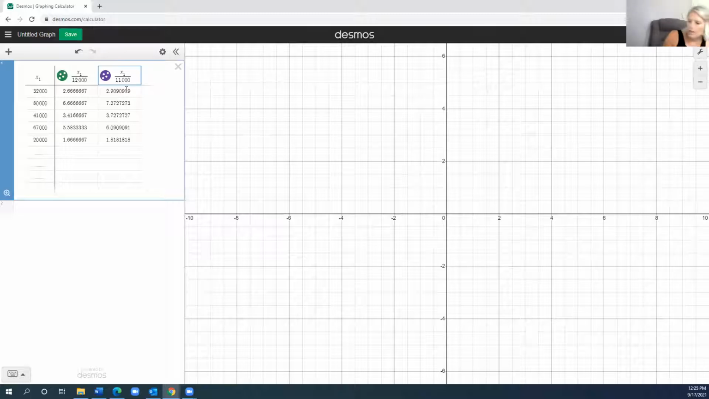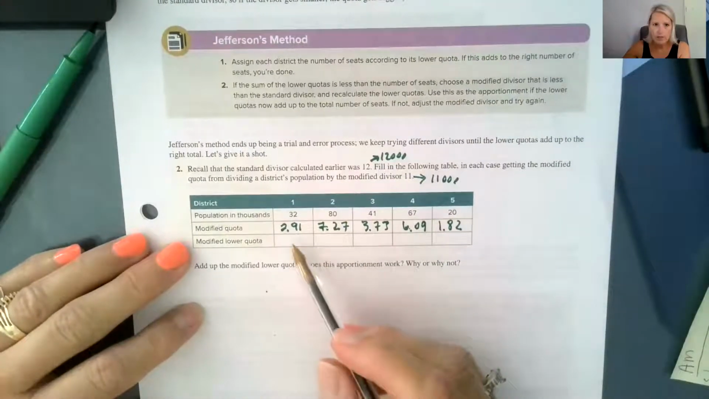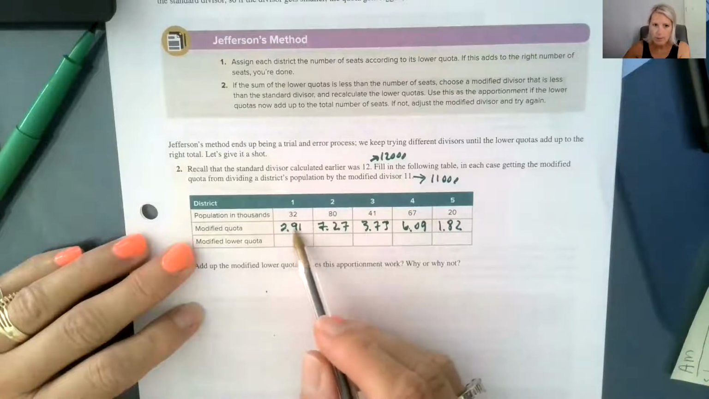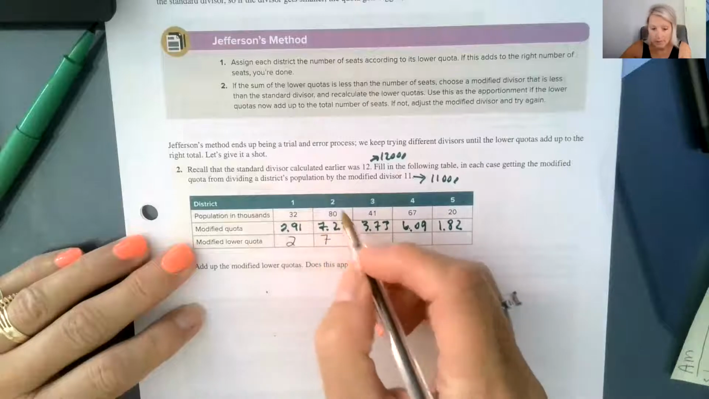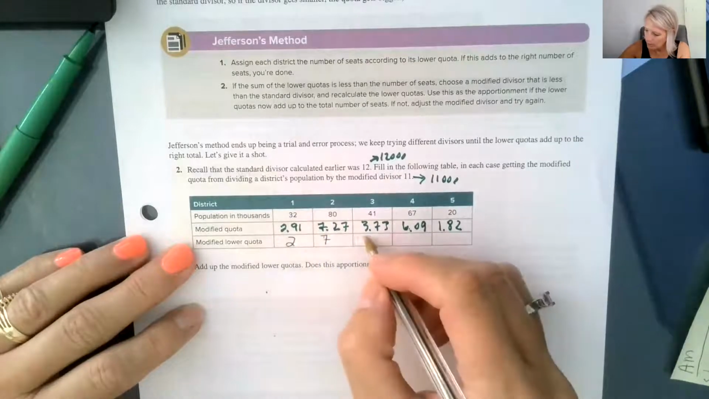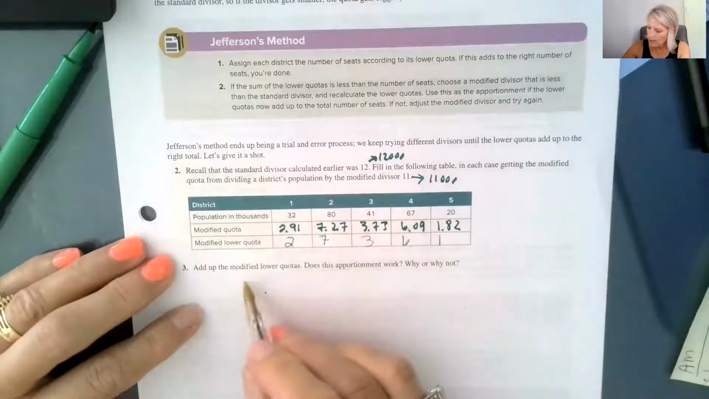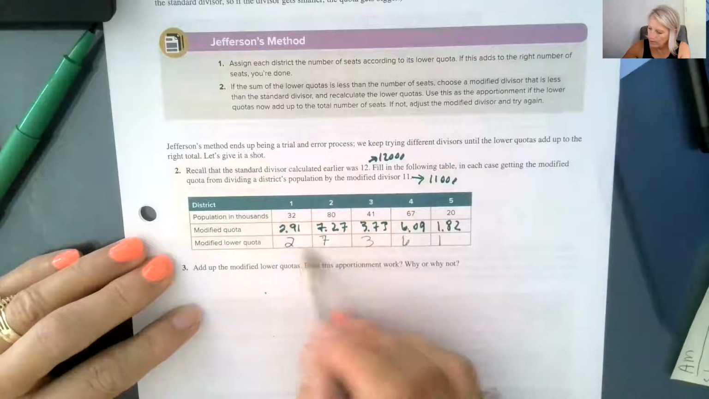Okay. Then we have to use our modified lower quota. So let's go back to the paper here. Sorry for all the flip-flopping. So now from these modified quotas, we're going to find our lower quota. So remember, we're dropping the decimals and we're just using the whole number to the left. So this would be 2. District 2 now rounds to 7, so that's good. 3, 6, and 1. Add up the modified lower quotas. Does this apportionment work? So if we add these up, we get 10, 18, 19.